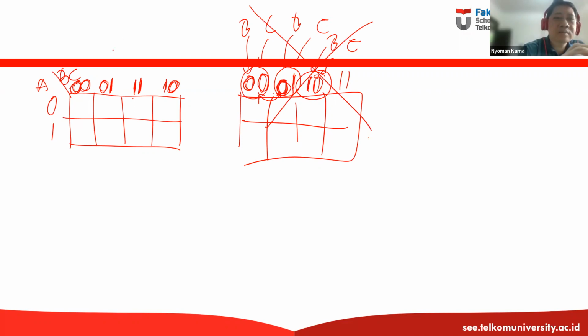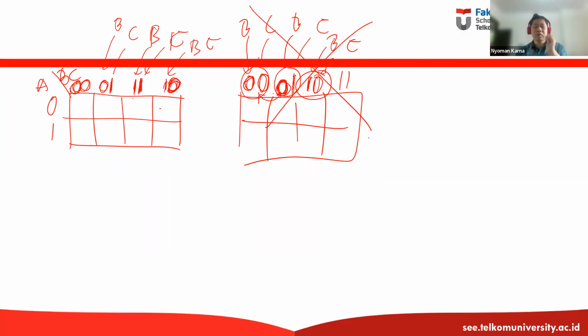But in this case, B is 0, C is 1. B is 1, C is 1. Sorry, this is B and this is C. And because they are adjacent, we can check that only B changed. But C is still the same, 1. How about this and this? Okay, B stays the same, which is 1. C is the one that changed from 1 to 0. So this still complies with the rule.